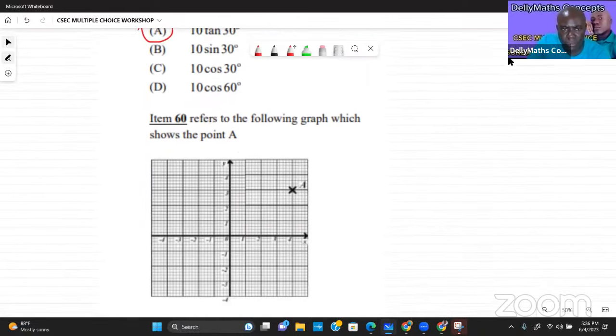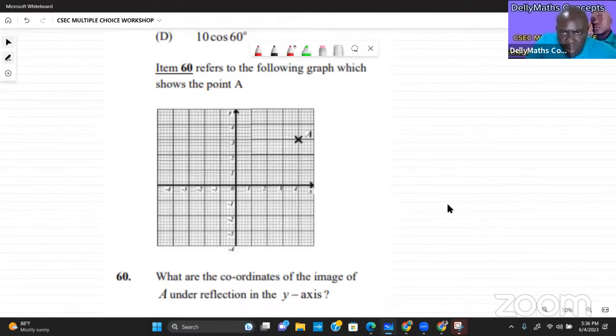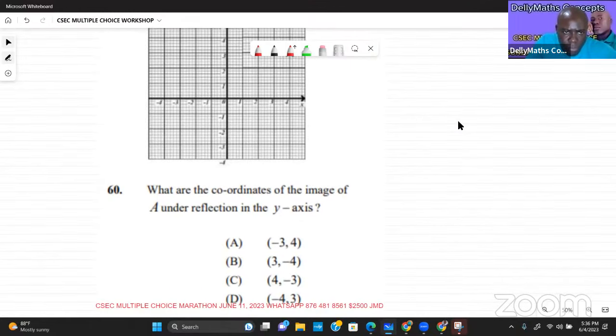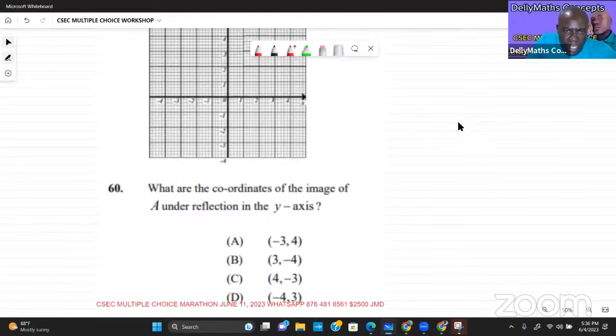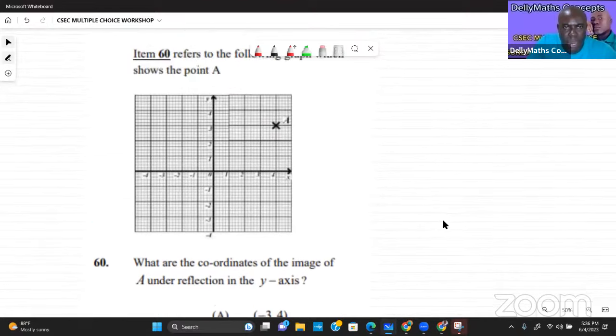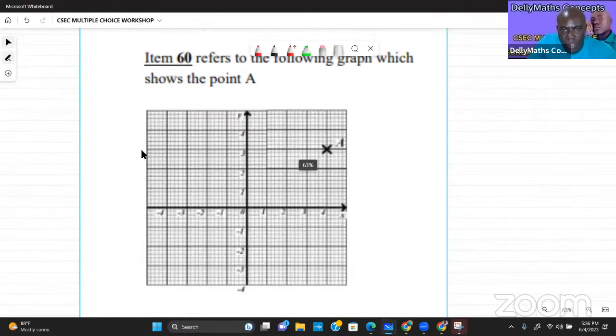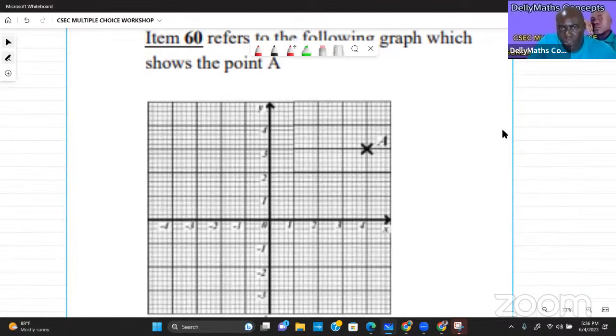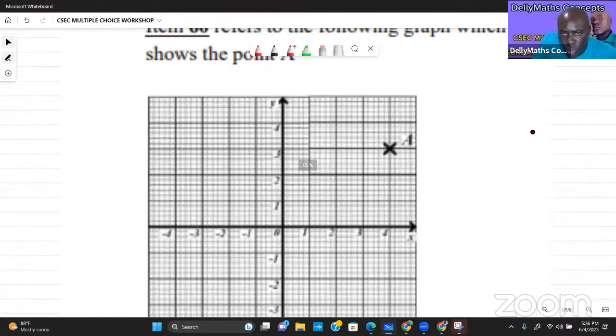Last one. So we have this, and let's see what they want. What are the coordinates of the image of A under reflection in the y-axis? All right, so we want to reflect this in the y-axis. If you're going to reflect this in the y-axis, you count 1, 2, 3, 4. So it is 4 units in front, it's going to fall 4 behind. 1, 2, 3, 4. So it's going to come right here.